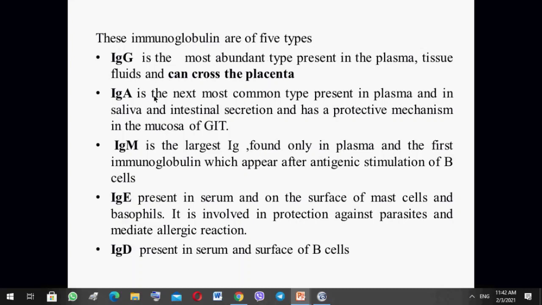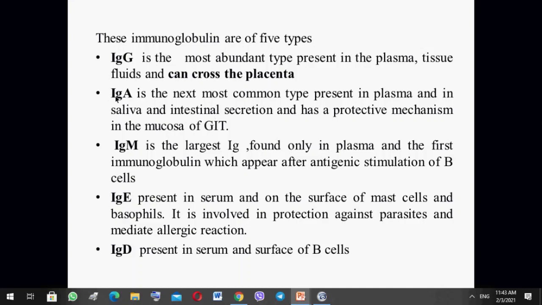IgA is the next most common type of immunoglobulin, which is present in the plasma, in the saliva and intestinal secretions, and it has a protective mechanism in the mucosa of the GI system. So it is not only present in the blood or the plasma, but it is also present in our secretions like the saliva or the intestinal secretions.